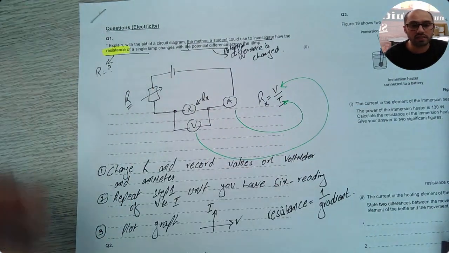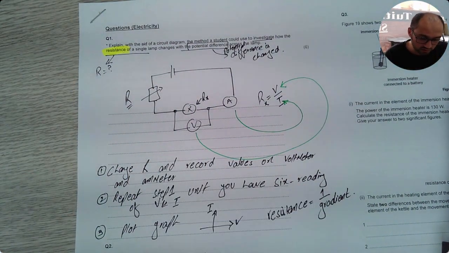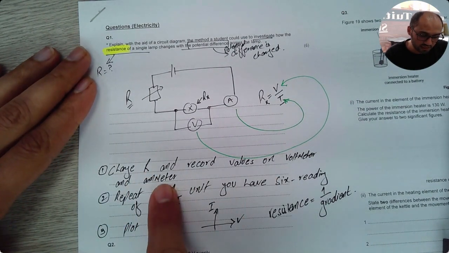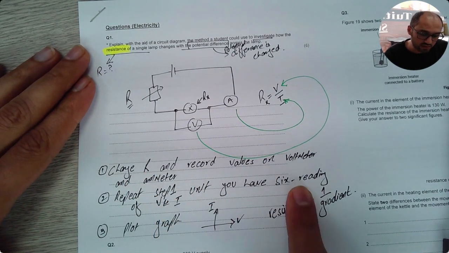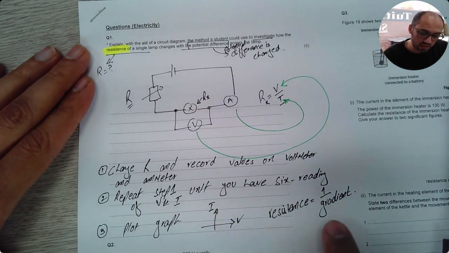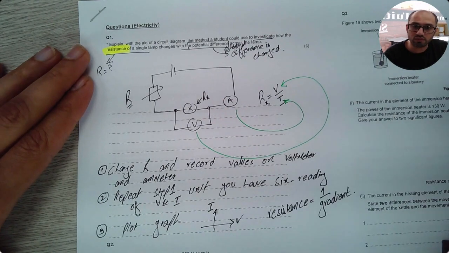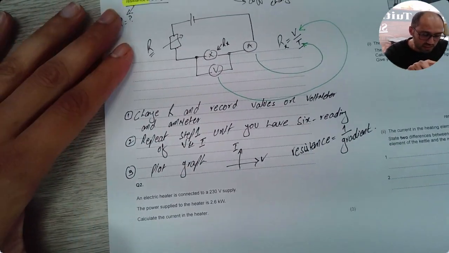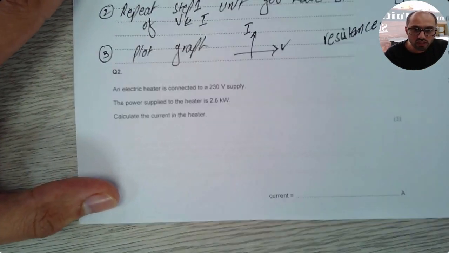But this time, because they said we have to look at how it changes, we have to take data for a number of readings and plot a graph. So that's why we said change R and record values on voltmeter and ammeter. Repeat step 1 until you have 6 readings for V and I, and then you plot the graph. If you calculate the gradient and if you use this equation, that will give you the value of resistance at different locations.